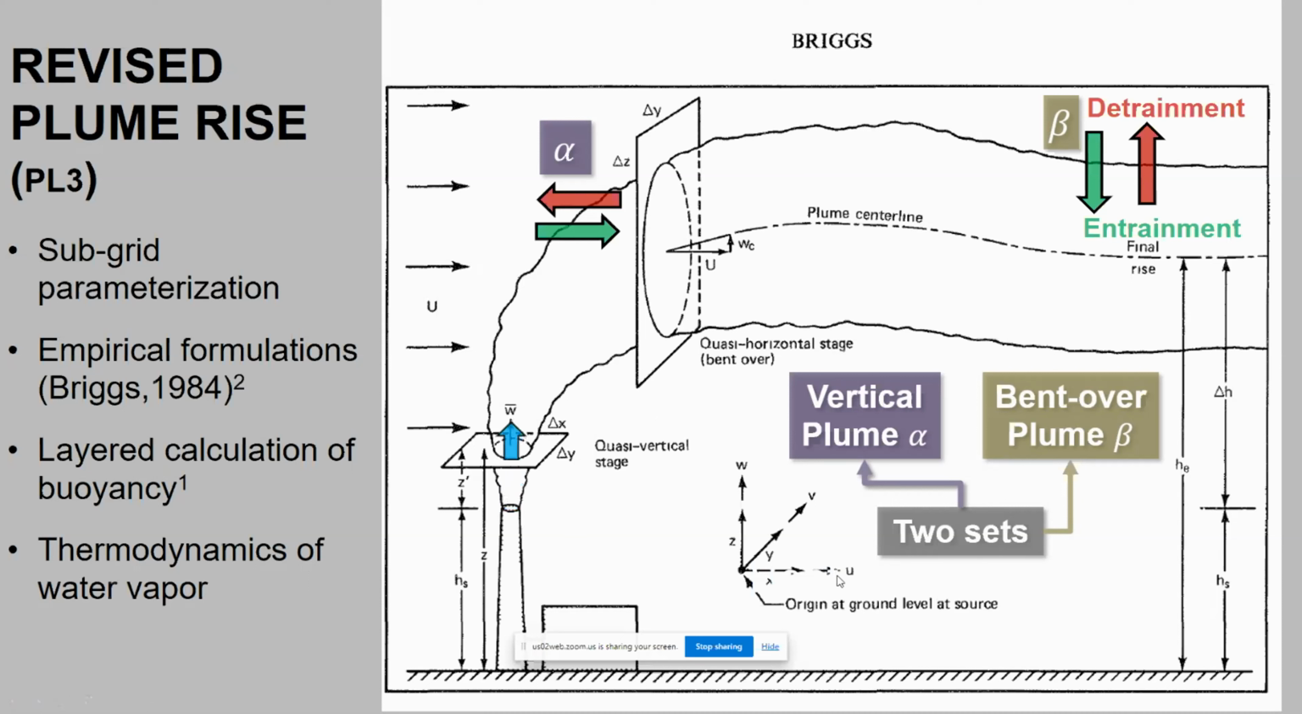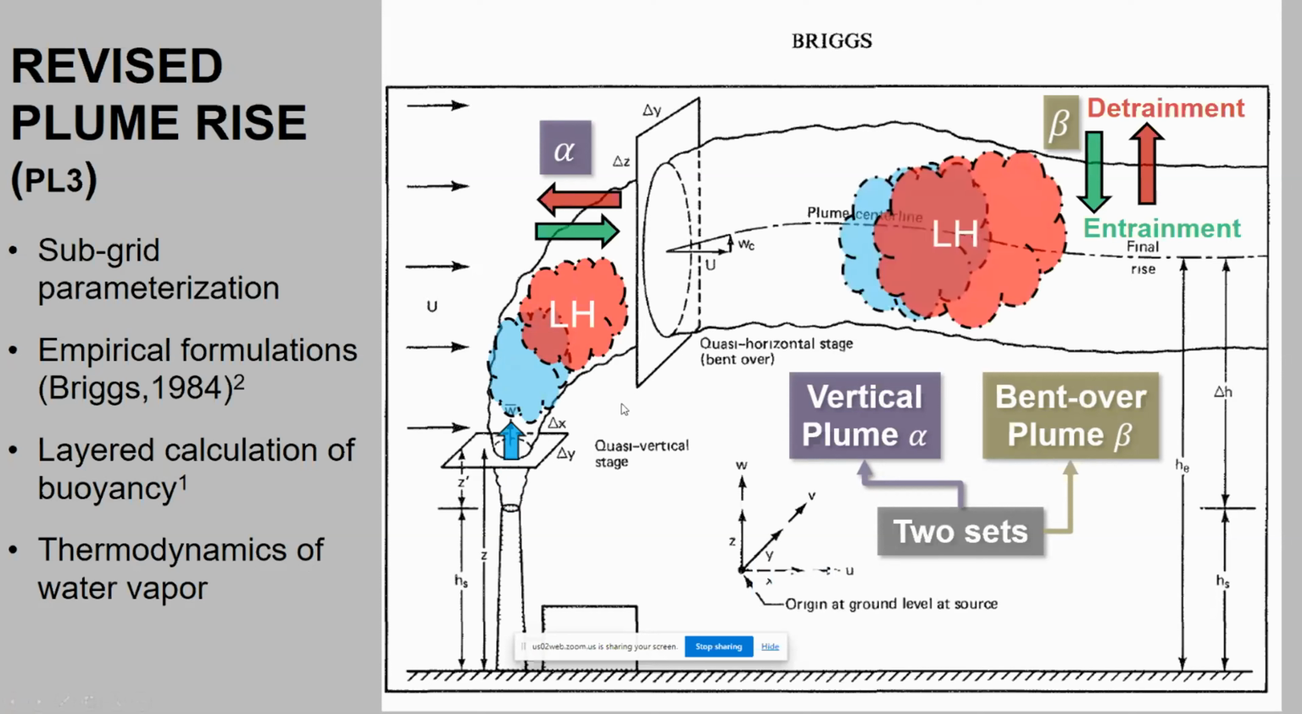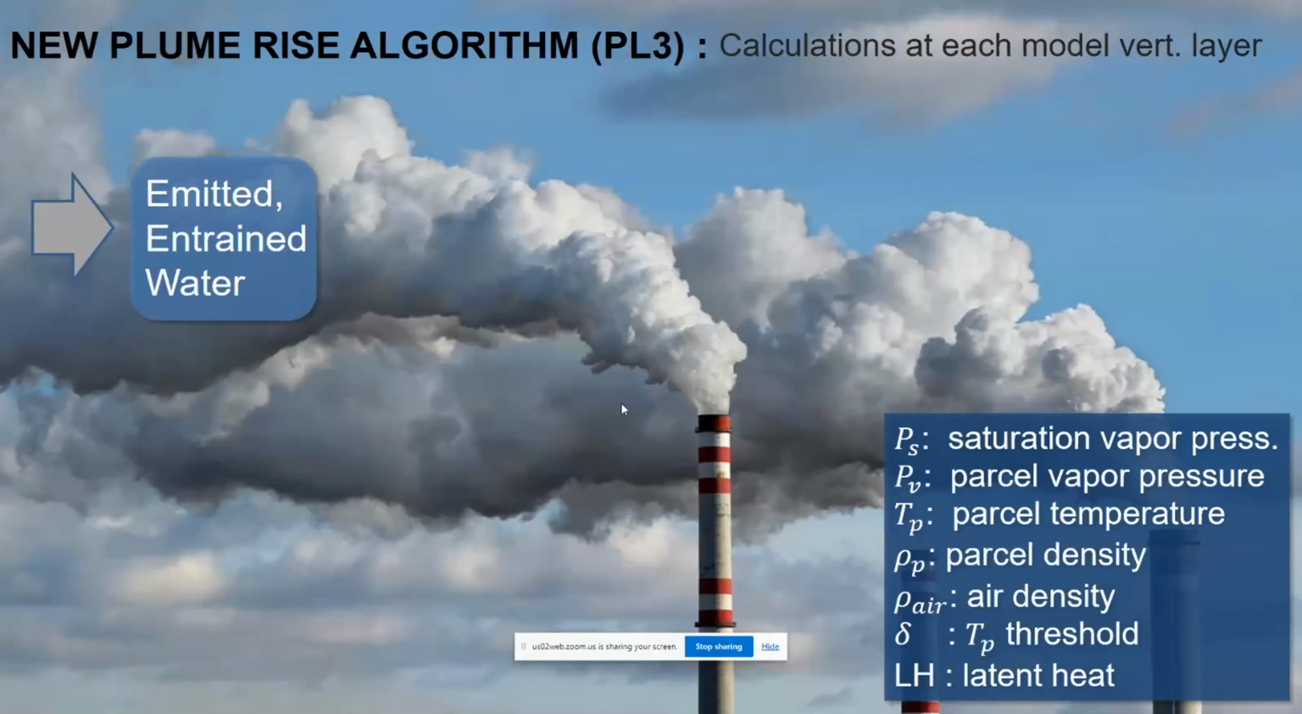Water is released from stacks into the plume. As it rises, it expands, it cools down. If there's water in it, it can condense, and latent heat would be released, which can increase the temperature of the plume and result in additional rise. The opposite can also happen, where if you have excess liquid water, it can be evaporated, which takes energy away from the parcel and restricts the rise. So just to show you an overview of the algorithm.